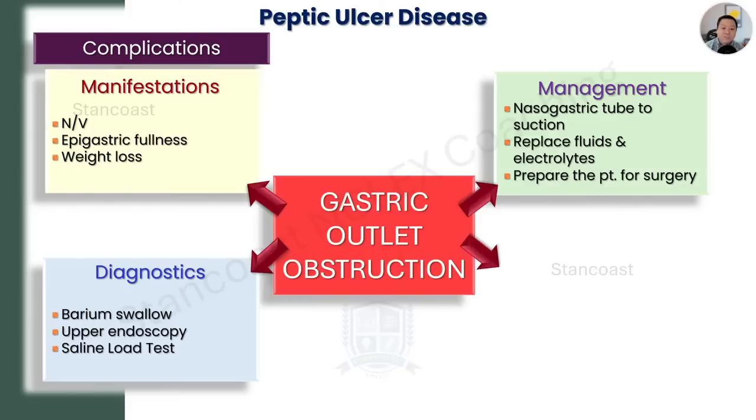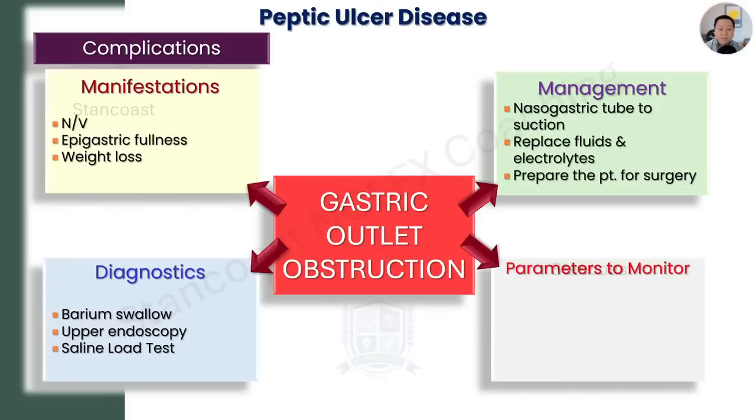Now, what are the parameters to monitor in a patient with peptic ulcer disease? Well, we are going to measure electrolyte levels. Intake and output needs to be done religiously. Also monitor the weight, and monitor electrolyte levels and nutritional status to address ongoing deficits.